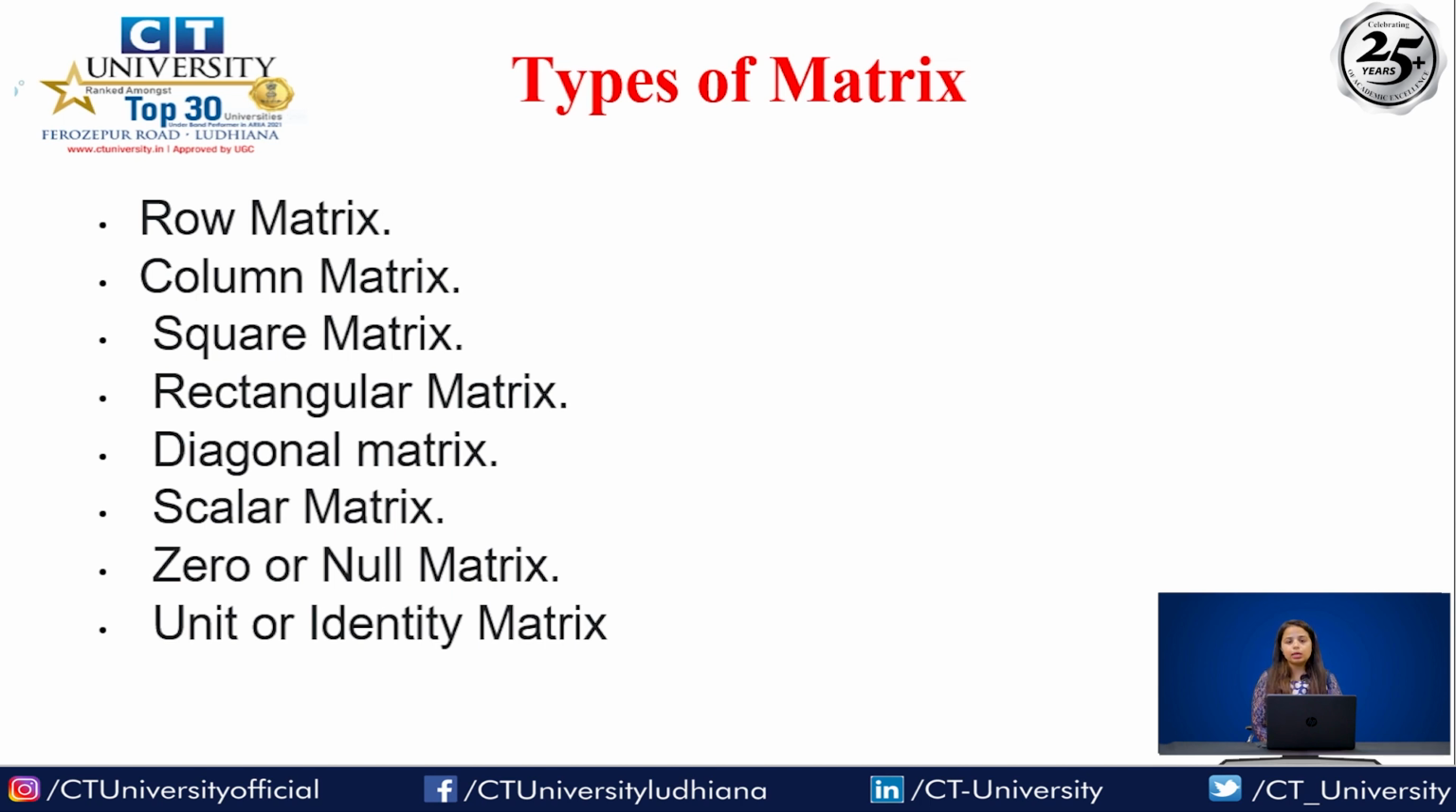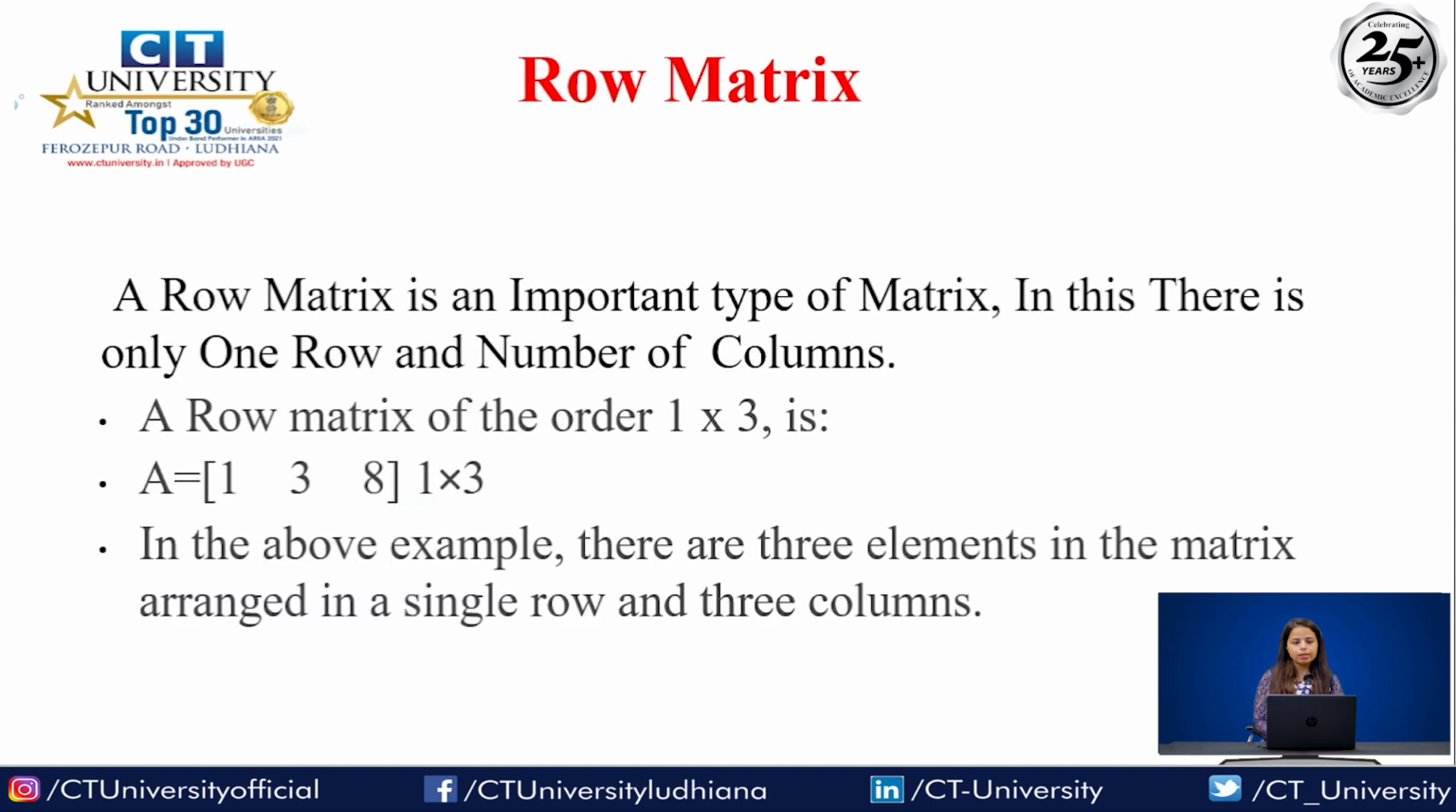All these types of matrices are very important, and this is a very interesting topic for all of you. Now the first type of matrix is the row matrix. This is really very interesting. So what is the definition of a row matrix? A row matrix is a very important type of matrix. In this, there is only one row and any number of columns.